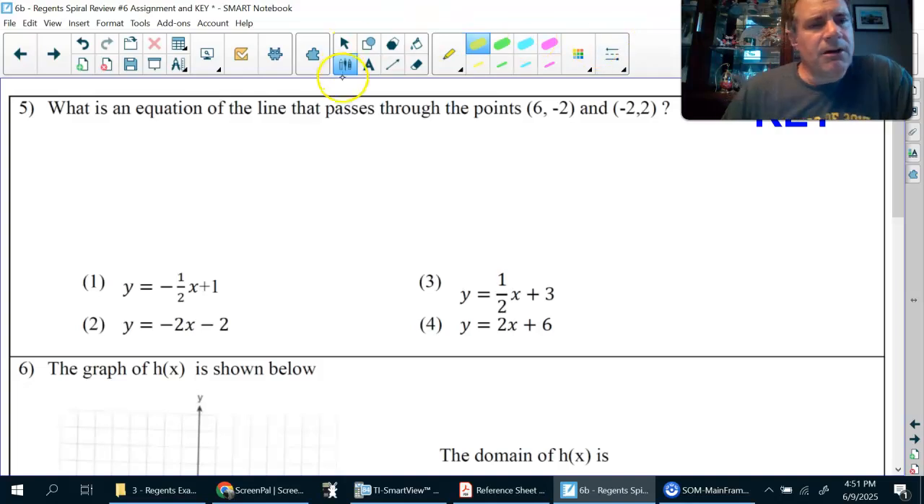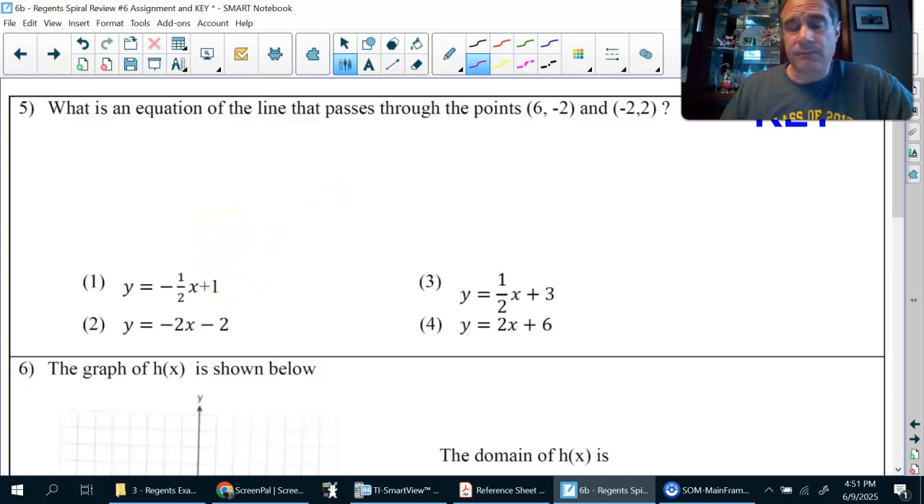So here we go with the equation of a line that passes through these points right here. You could do this any way that you want. All right. So you could put this into the calculator.